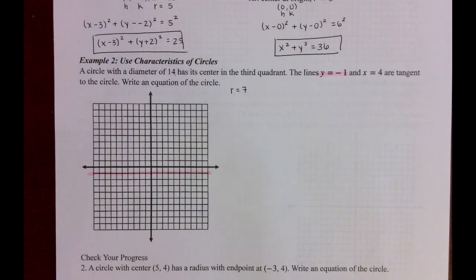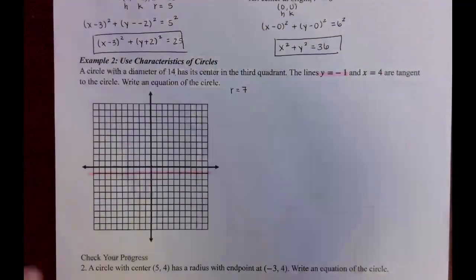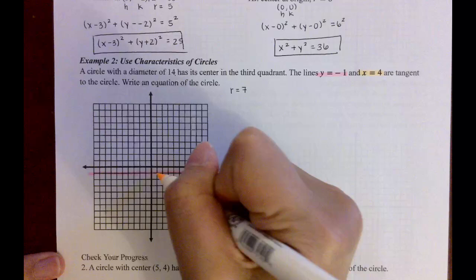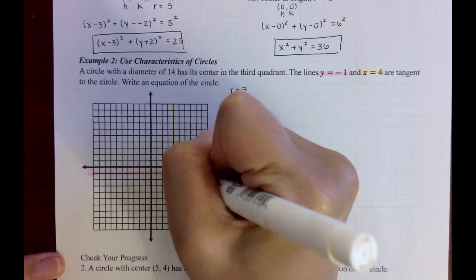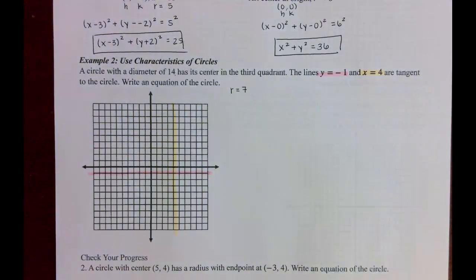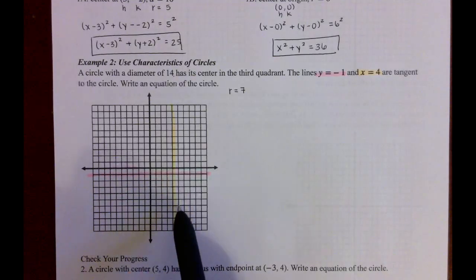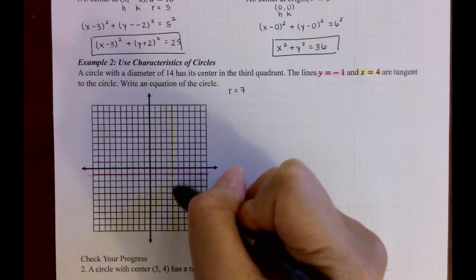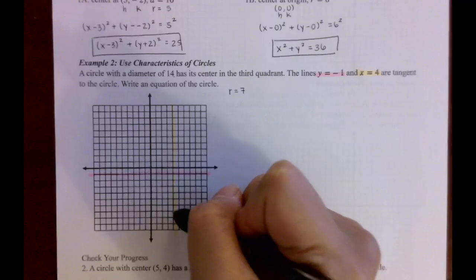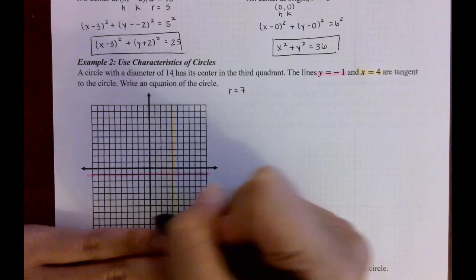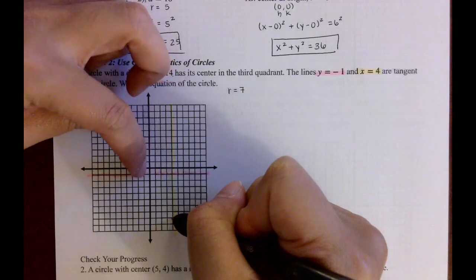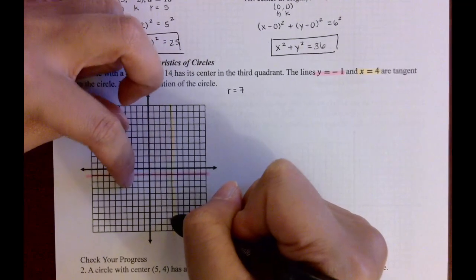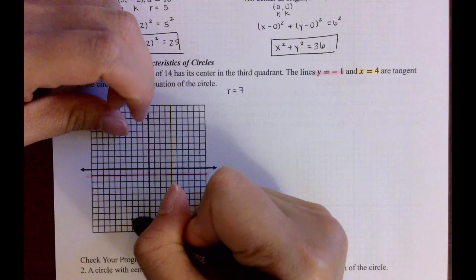Okay, and x equals 4 is here. 1, 2, 3, 4. Right. So I want to find something that is both 7 units away here and 7 units away here. So if I go 1, 2, 3, 4, 5, 6, 7, okay, so this line here, and I go 1, 2, 3, 4, 5, 6, 7, if I go and I meet, that would be here, right?